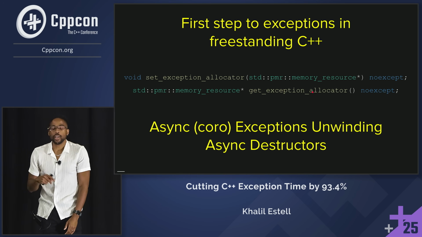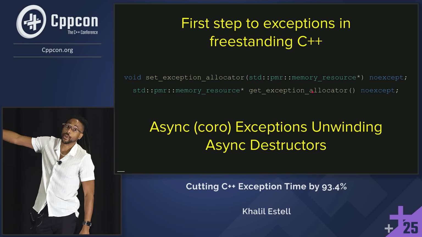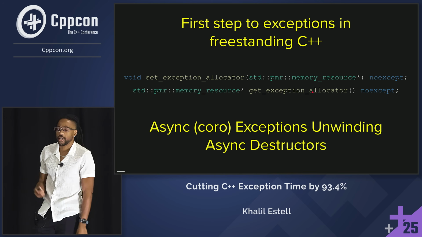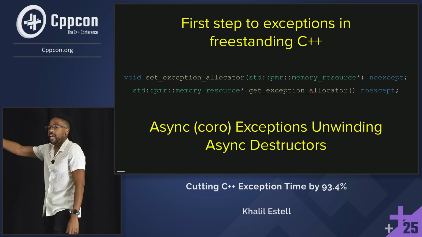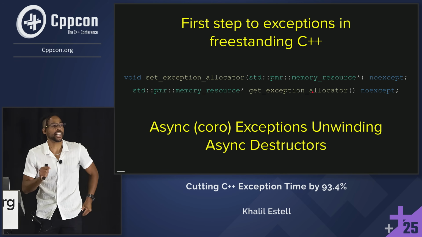Other things I've been considering, and I don't know if other people agree with this, but I would like to have this function. I've had a lot of people tell me they really want these functions inside the standard C++ library. Basically, a set allocator and a get allocator. It may not be in this format, may not even go into the standard, but I feel like this is the first step to getting C++ freestanding exceptions.